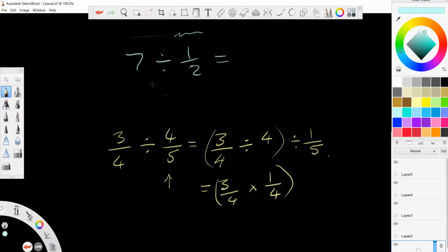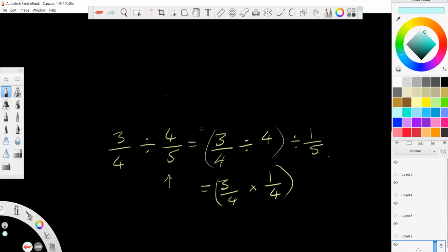Well, I know in each one of the 7 there's 2 halves, and so I can immediately see there's going to be twice as many halves as there are whole numbers in 7. And so what I've done to divide by 1/2 is I've multiplied by 2.